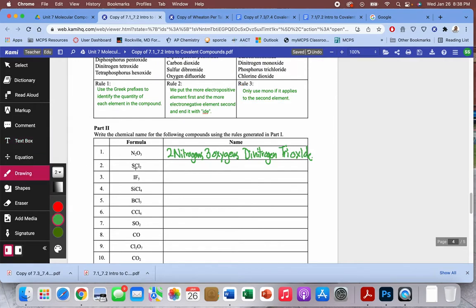If we take a look at this guy here, we have 1 sulfur and 2 chlorines, right? So basically we have 1 sulfur and 2 chlorines, and so it's going to be mono, if you will, sulfur dichloride. All right, except that we drop the mono on the first one, and so it just becomes sulfur dichloride. Okay, so there it is. 1 sulfur, 2 chlorides becomes sulfur dichloride.